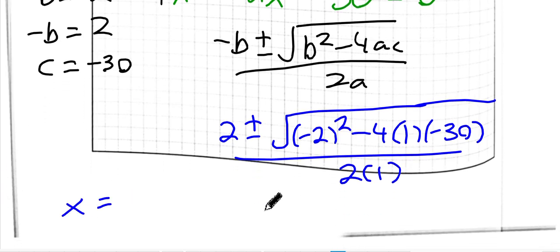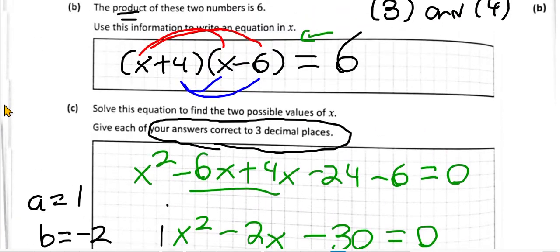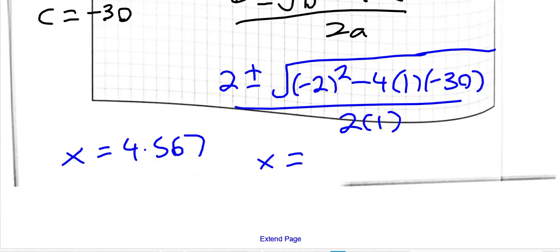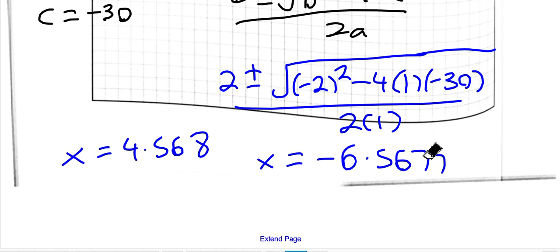Anybody have 2 answers for me? 4.567. Well, you only need 3, don't you? 77 though. So that would move that up to 8. So 77 would move that up to 80, which would be 8. And the other one? Minus 6.567. 5, 6, 7. 7 what? 2 sevens. So that will have to change.